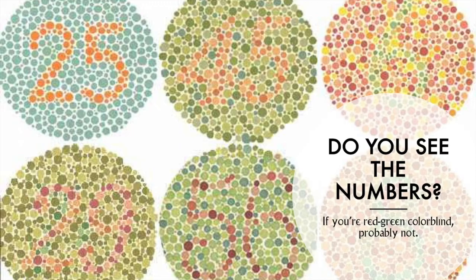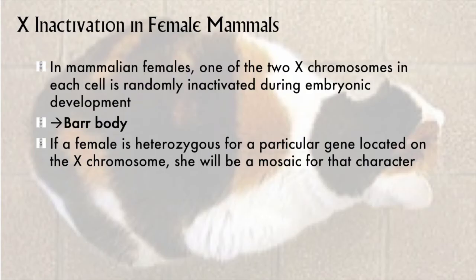An interesting way to test for color blindness is by looking at the patterns of dots. If you are red-green colorblind, you probably don't see any numbers in these images, and you are almost certainly male, statistically speaking. Another interesting feature of X chromosomes is that all humans require only one functioning X chromosome to live.